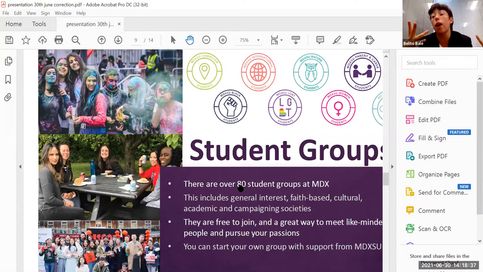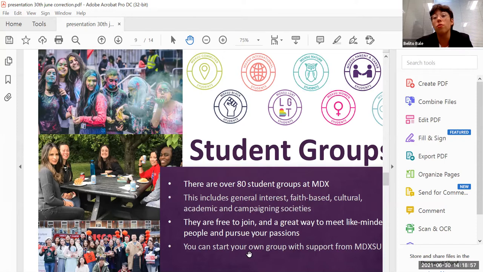And during welcome, when you guys get here, we'll have a freshers' fair where all the societies will be there, whether that's virtual or in person. Obviously we still have to see. But there'll be a space where you can meet people from each different society, hear a bit about what they do, and see if you want to get involved.